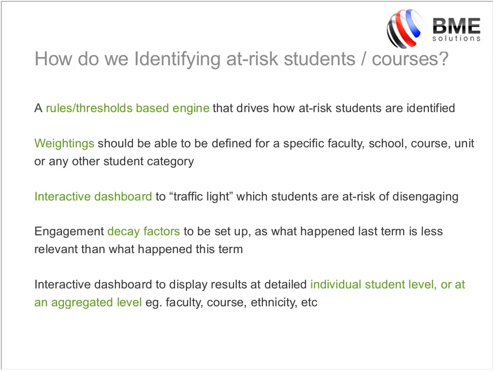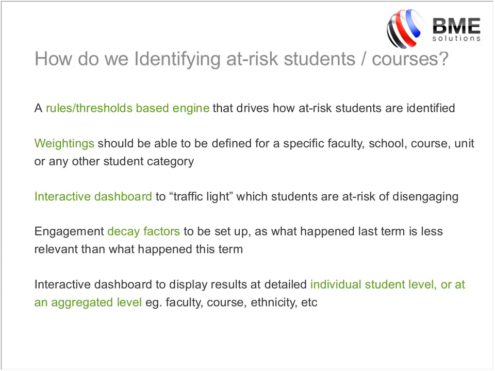So we apply these weightings across various dimensions to produce an engagement score. This then produces a traffic lighting system, which allows you to choose to look at students who are disengaging. We apply decay factors as well. So, for example, a student that's attended lectures in the last month is less likely to be at risk than a student who attended a full month of lectures but 2 months ago.